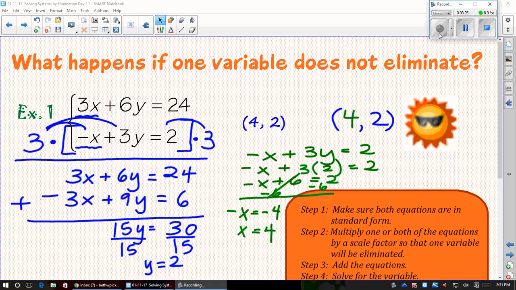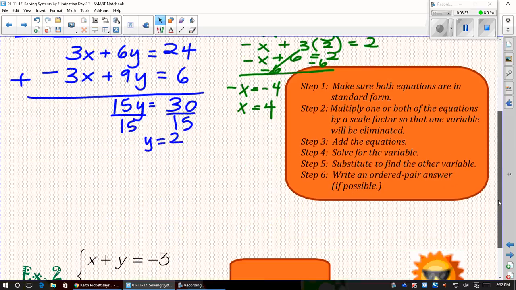If I were to graph them, this is the point where they would cross. This is the one and only ordered pair that I could substitute into both of the original equations and have it be true in both of them. Okay? All right, let's skip down to number 2.